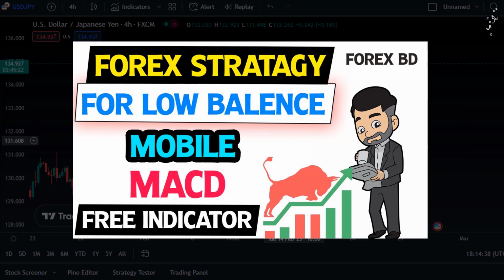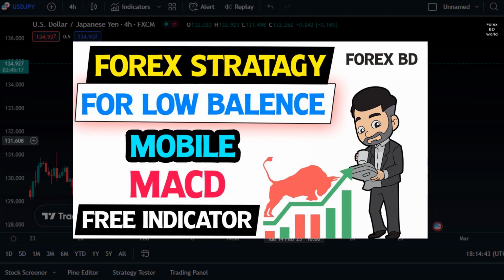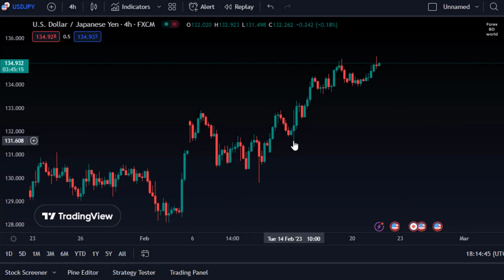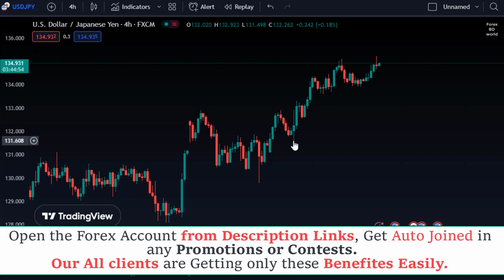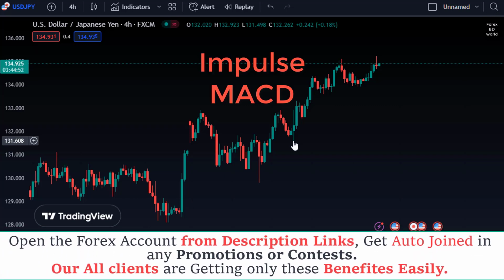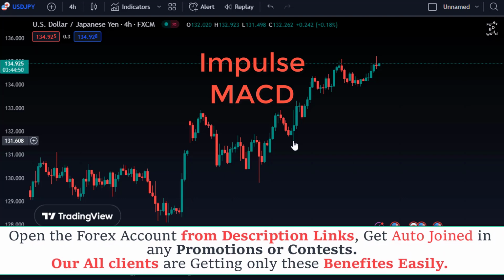We have provided videos on how to use this indicator on laptops and even mobiles. Those who watch our videos regularly must remember. But the indicator that we will share today gives much better support than the previous indicator, and its winning ratio is also very good. The name of the indicator is MACD. This is an update from the previous MACD indicator, and today's indicator is called Impulse MACD. So without delay, let's start today's video.